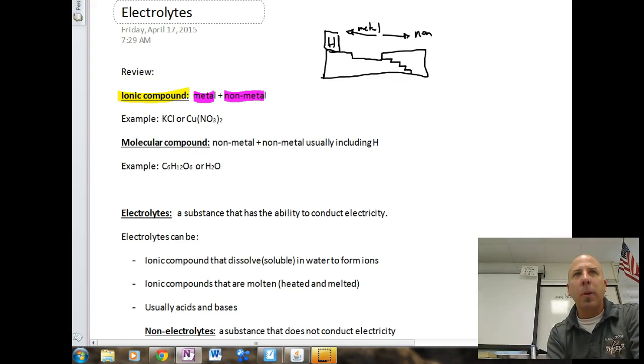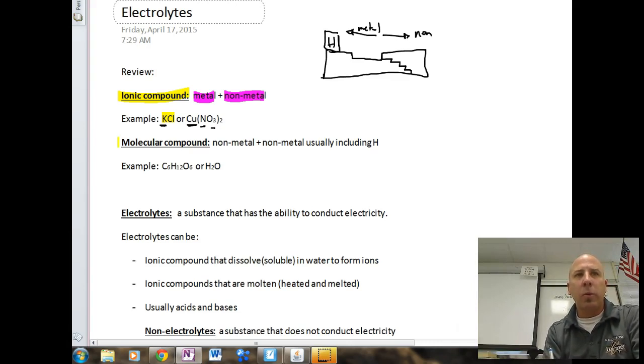We remember that. And so a couple examples, we've got KCl, potassium chloride. The potassium is our metal. The chlorine is our non-metal. We have another example of copper(II) nitrate. Copper is our metal, nitrogen and oxygen are our non-metals. So these are great examples of an ionic compound.